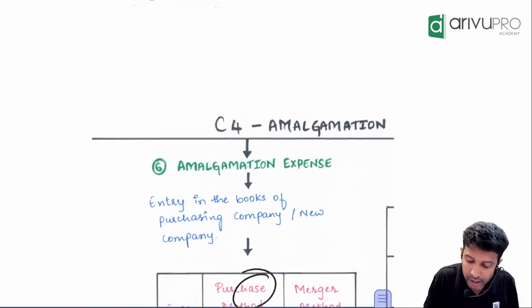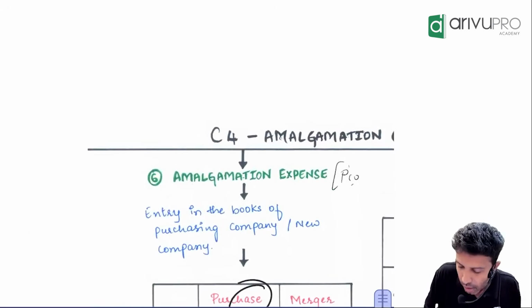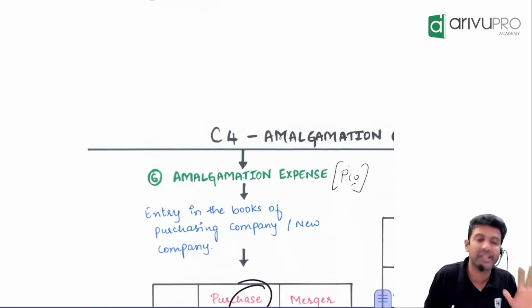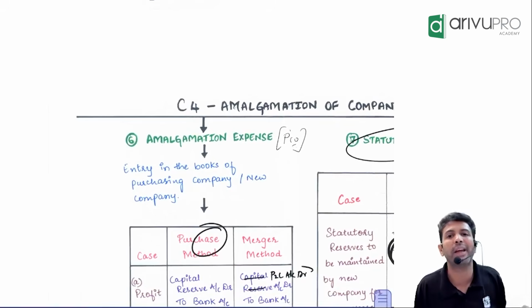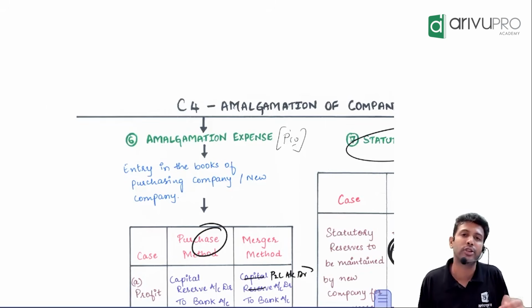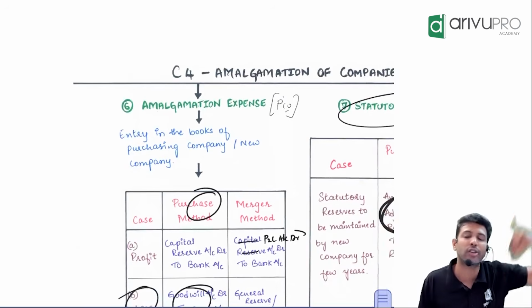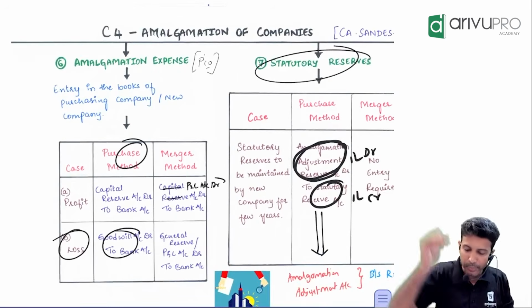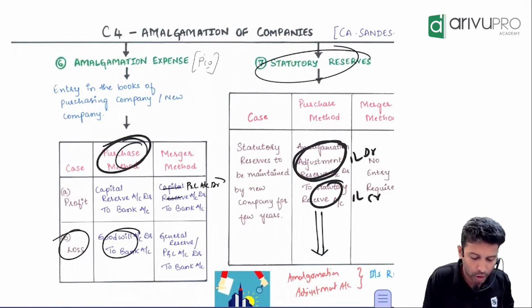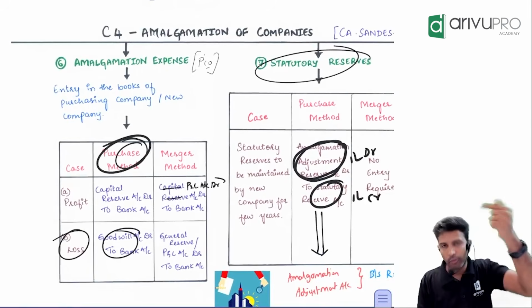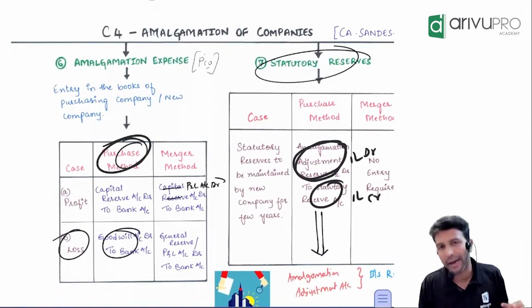Next, amalgamation expense. Amalgamation expense is incurred by which company? No, the selling company. First we saw it for the purchasing company. If the purchasing company pays amalgamation expense, then first you need to determine whether it is the purchase method or the merger method, and whether it's a profit case or a loss case. If it is the purchase method and it's a loss scenario, what is the entry? For the expense paid, it will be goodwill to bank.